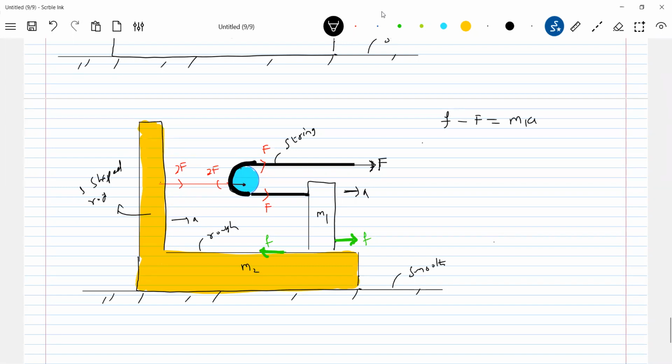On the rod, L-shaped rod, 2F is what force acting? So 2F minus F equal to M2A. Adding up these two. Sir, how M1 will move towards right, sir? Let me finish off the problem. In the end, I'll answer it. So therefore, I'll add up equation 1 and 2.